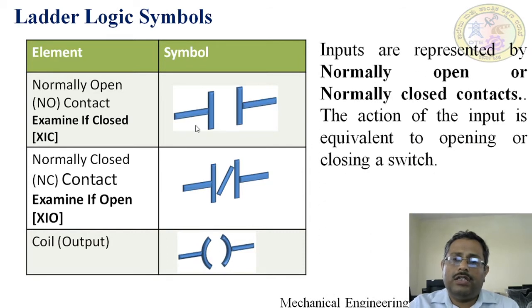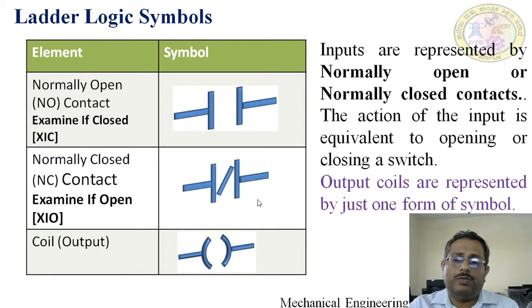The inputs are represented by using normally open or normally closed contacts. The action of an input is equivalent to opening or closing a switch. And the output coils are represented by using just one symbol, that is this one.